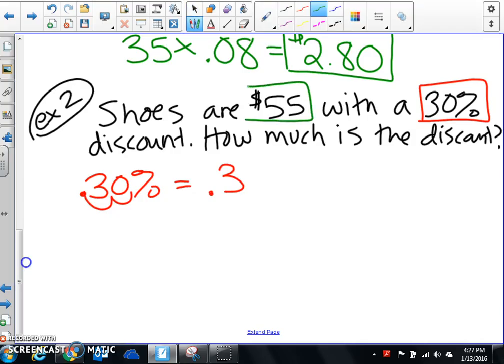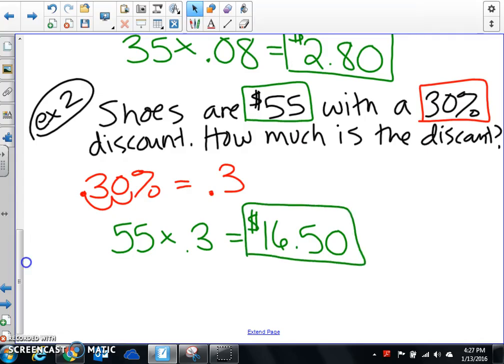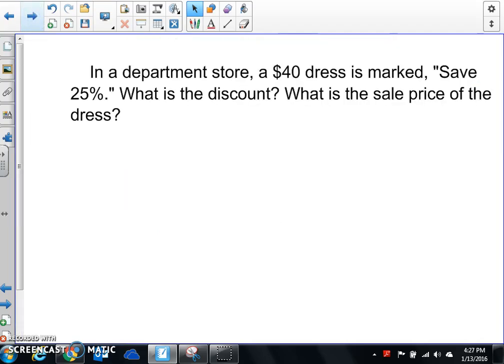Now I multiply by the money. So $55 times 0.3 gives me 16.5, which once again is $16.50. And they're just asking me for the discount, so the discount is $16.50. Okay, so they could specifically ask you, how much is the discount? How much is the tax? How much would be the tip? You have to be careful because they're also going to ask you questions like this.